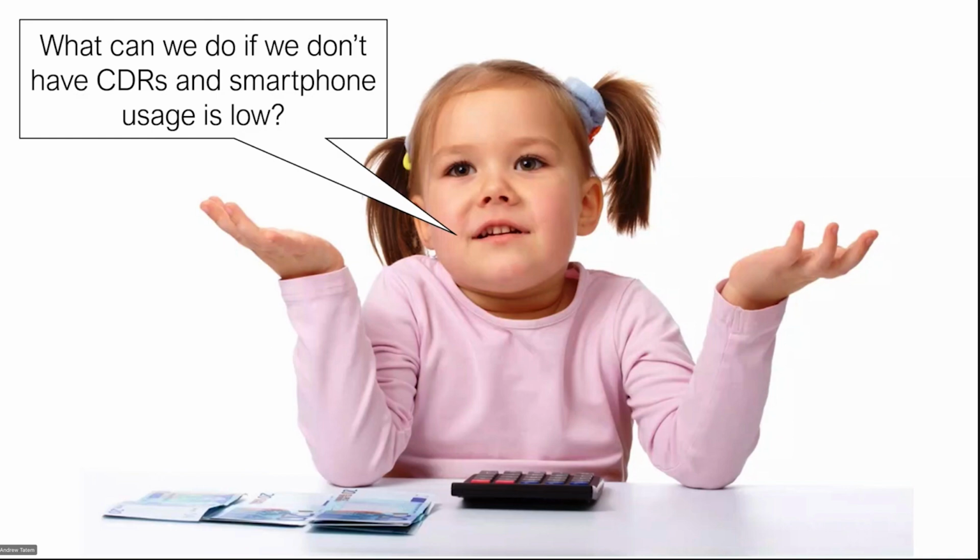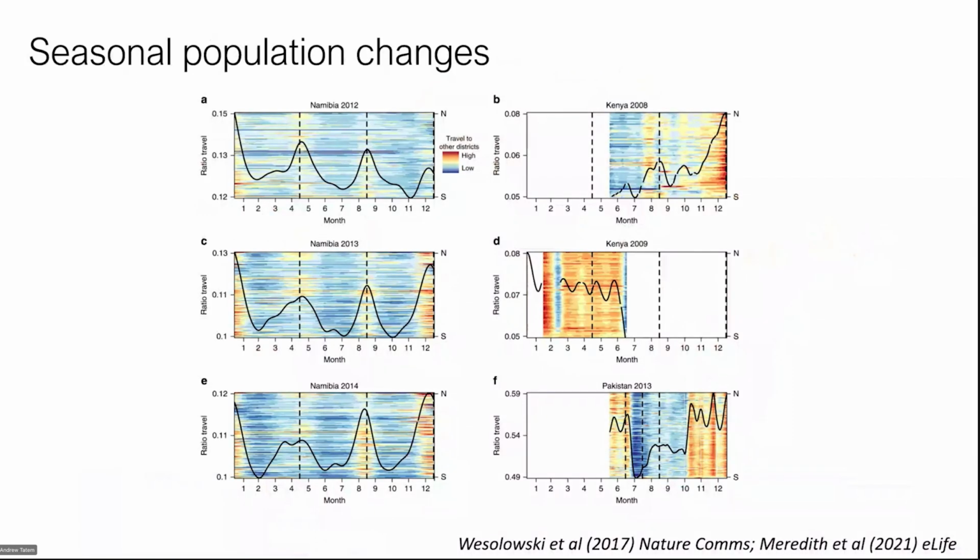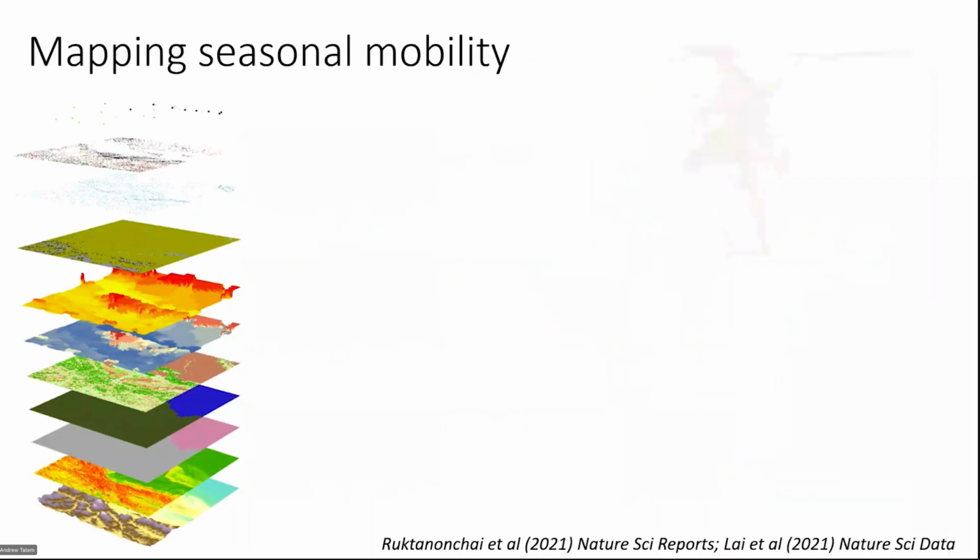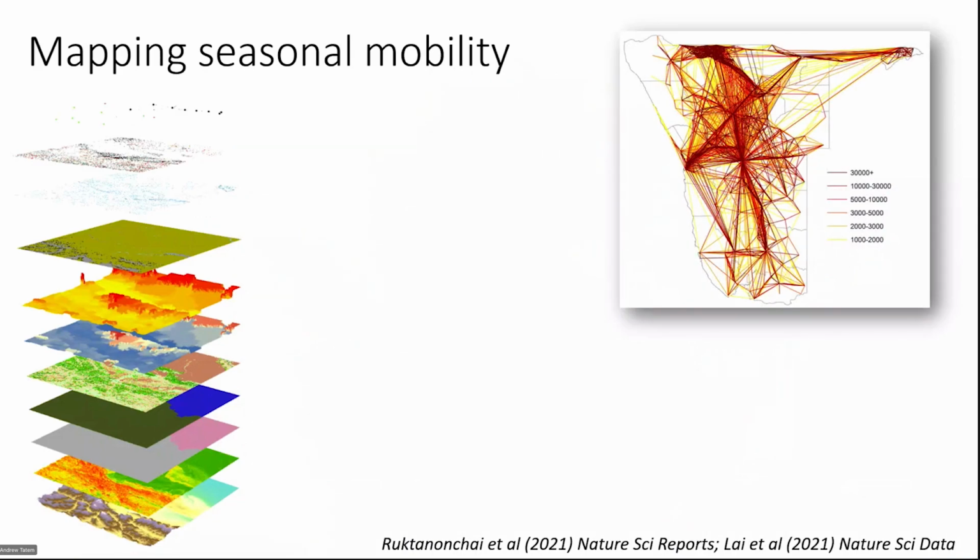So I'm finally going to just highlight what we can do if we don't have full call detail records and smartphone usage is low. This is the situation that often occurs with some of the lower income countries, Namibia here, Kenya, Pakistan. Whenever we look at the call detail record data, we see some significant fluctuations in terms of seasonal movements of populations. So how can we measure and characterize that if we don't have data from call detail records, or if we have smartphone data but we know that there are huge numbers of the population that are not using that kind of data? So this again is where we bring in these geospatial data sets.